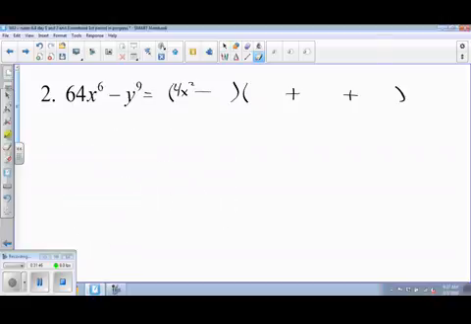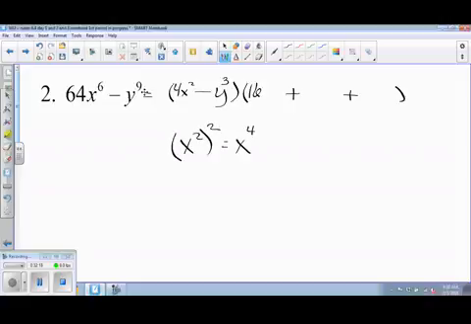All right. So, the cube root of y to the 9th is y to the 3rd. All you do is take that exponent divided by 3. You're getting the square root divided by 2, cube root divided by 3. So y to the 3rd. Okay? Now, square multiply square. When we square the first term, 4 squared is 16. X squared squared is x to the 4th. Okay?